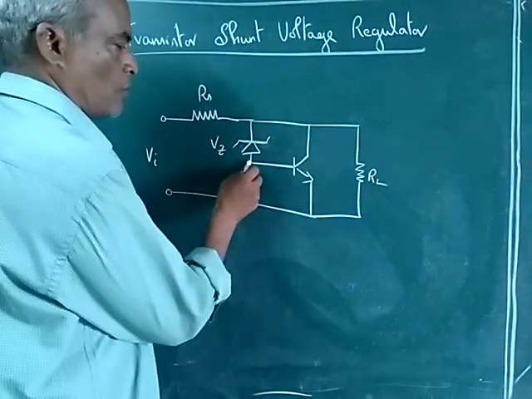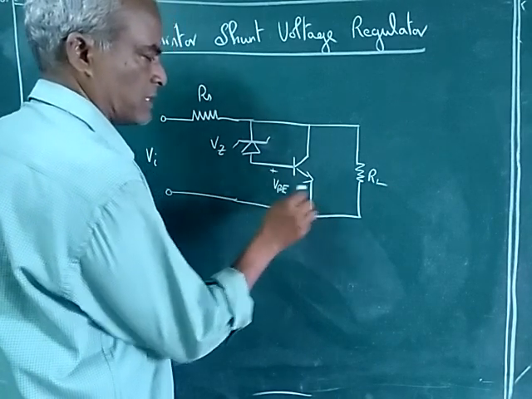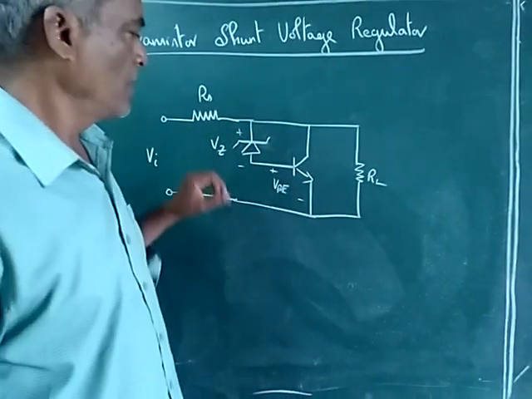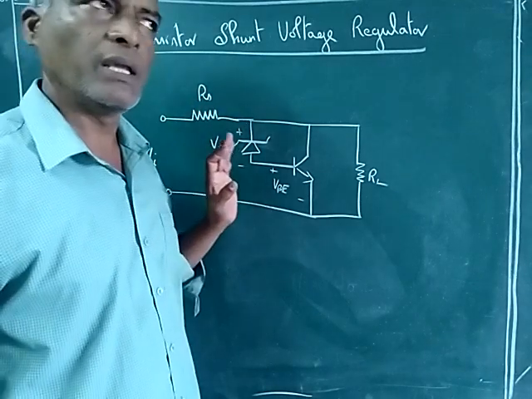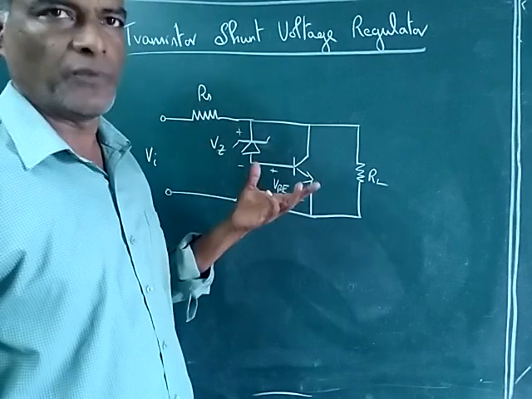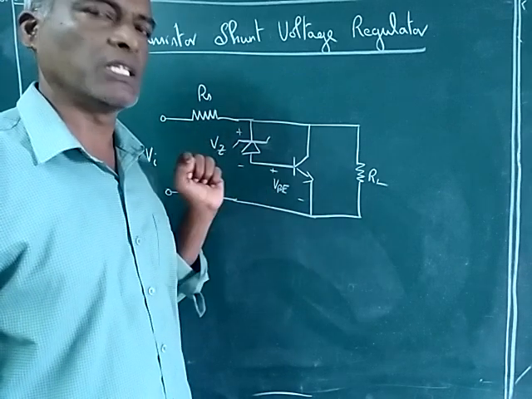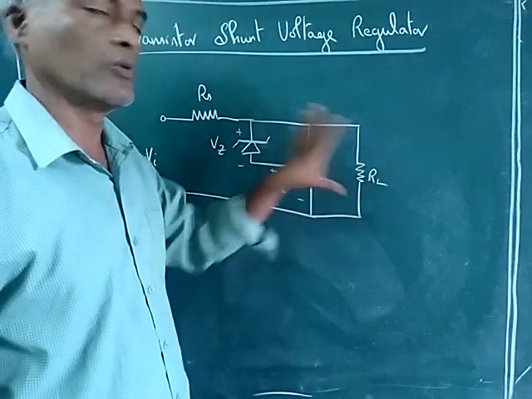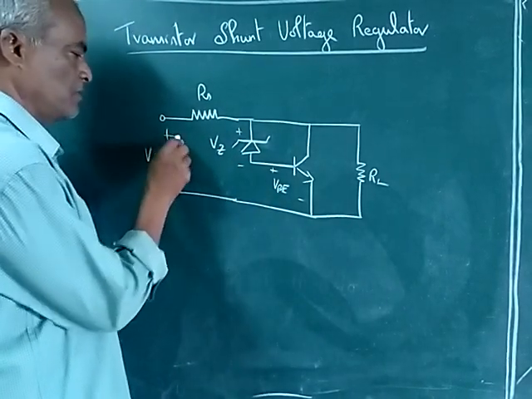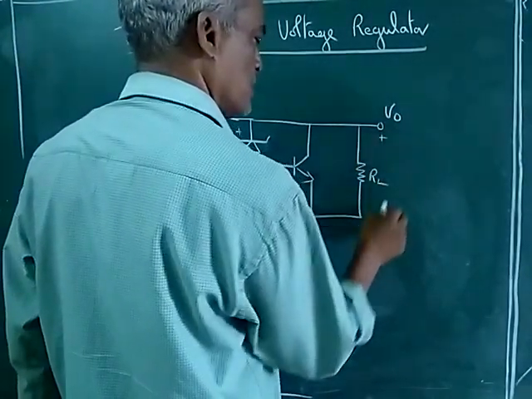Okay. Now you all know that VBE, this is positive, this is negative, Vz. Suppose I want 6 volts, then you must choose the Zener breakdown to be 5.4 or 5.3, then VBE will be 0.7, and you will get 6 volts regulated output voltage. So this is Vin, positive, negative, this is Vout. This end is positive.